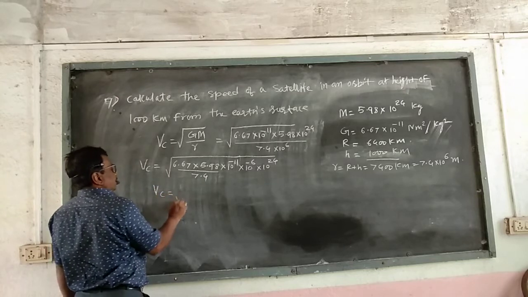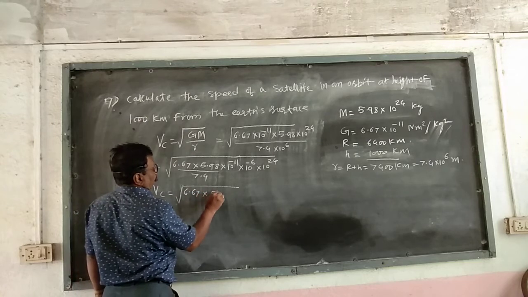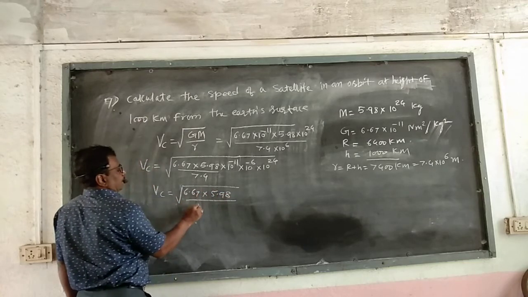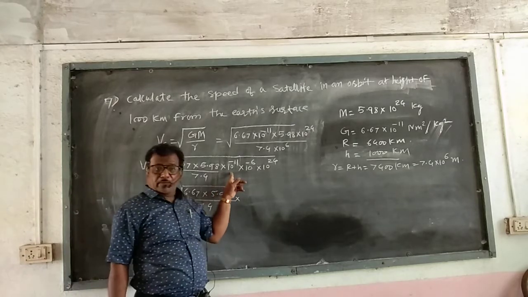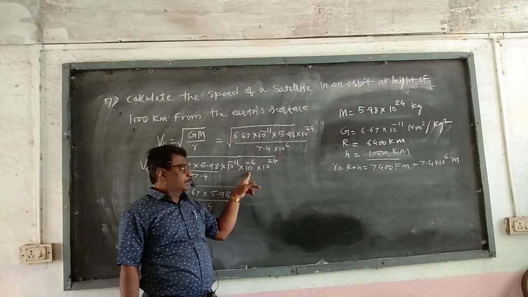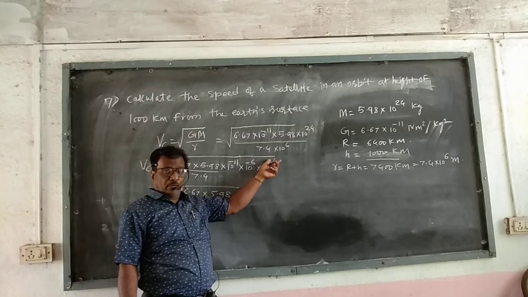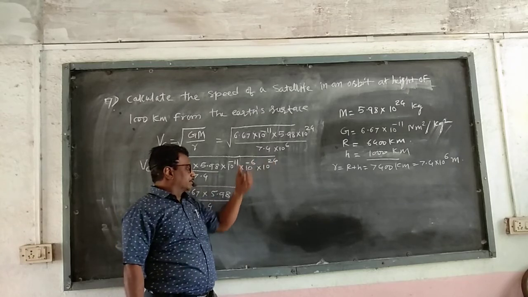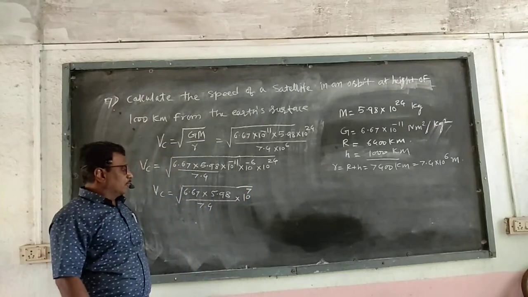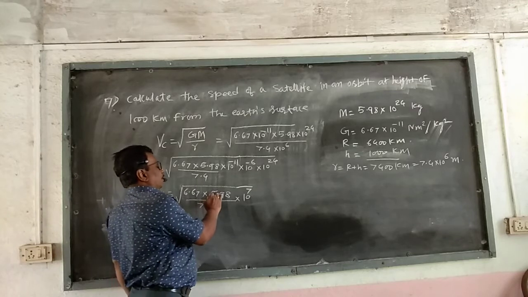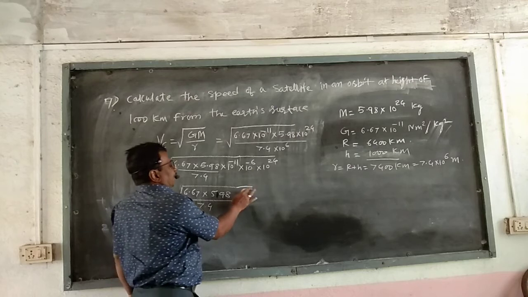So critical velocity is equal to under root of 6.67 into 5.98 divided by 7.4 into 10 to the power minus 11, 10 to the power minus 6, that is equal to minus 7, and 10 to the power 24 plus 24 minus 7, that is equal to 10 to the power plus 7 remaining. We have to shift the decimal after 1 point. So that is equal to 59.8, and here is 10 to the power 6.